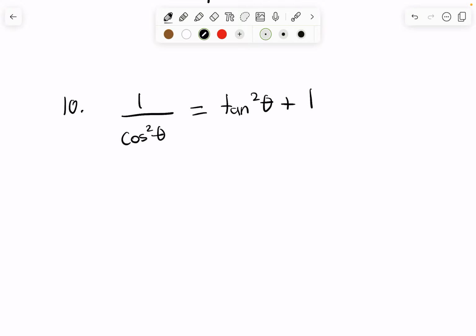Once again, number 10 is really nice because tangent squared plus 1 equals secant squared. And then secant squared is just 1 over cosine squared. So this one was pretty similar to number 9. It just looks a little different, but we get the same thing.